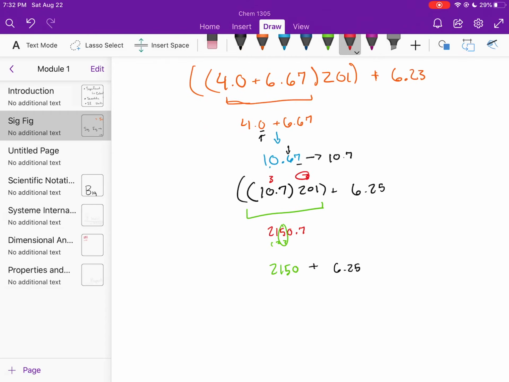And how many significant figures after the decimal point are there? Well, this one actually doesn't exist, so there are 0 significant figures after the decimal point, which means our answer should also have 0 significant figures after the decimal point. So we're looking at 2151.5625. Drop these things. So we're looking at 2156.